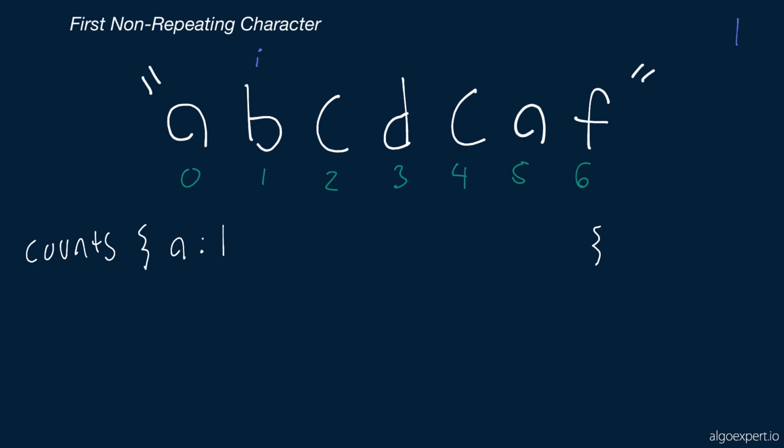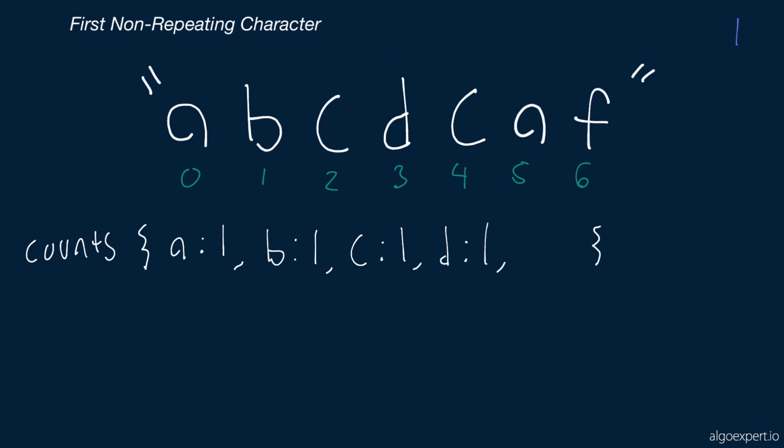So now we're on B, same thing. We're going to see, is B in the hash table? No, it's not, so we'll insert key B, and then we'll give it value 1. We'll then move I over here to C. Same thing, we need to insert C, so we'll say C, give it a frequency of 1. Move over here to D. We see D is not in the hash table, so we'll insert D with a frequency of 1.